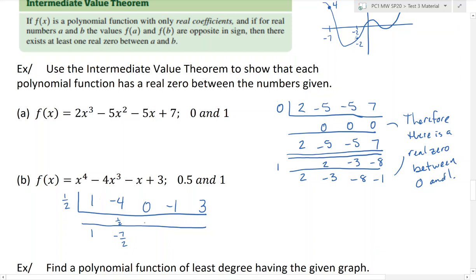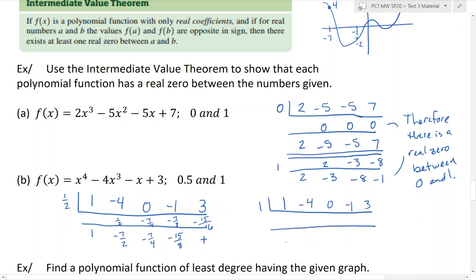-7/2 times 1/2, that's -7/4. -7/4 times 1/2, that's a -7/8, and that's a -15/8, and multiply by it, that's a -15/16, and add 3. I do know that it's some positive number, you don't even have to tell me what the number is, okay? Well, let's try putting a 1 through there.